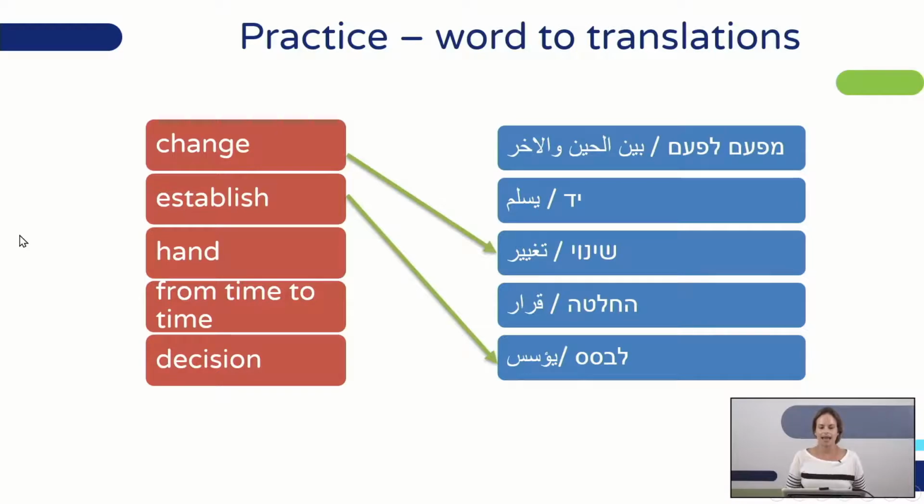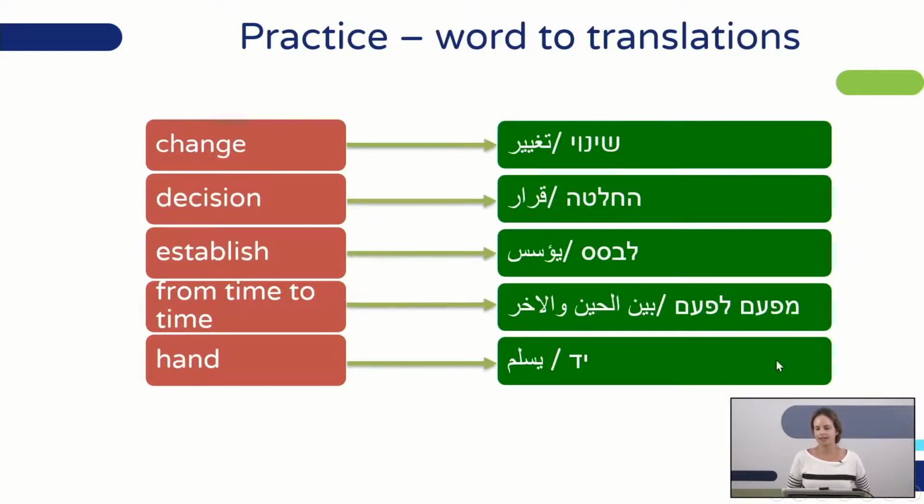Levases. Hand. Here we're talking about hand the verb, not the noun. So hand the verb would be yad. From time to time. Mipam lepam. And finally, decision. Achlata. Okay, now in this slide, we're just reviewing. So we have change, shinui, decision, achlata, establish, lebases, from time to time, mipam, lepam, and hand, yad.